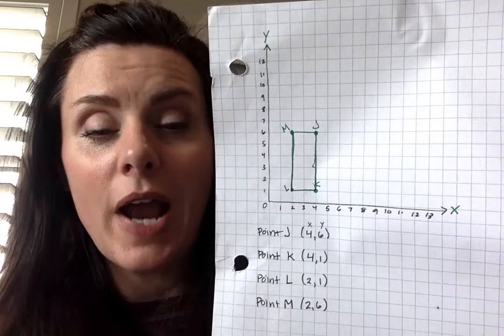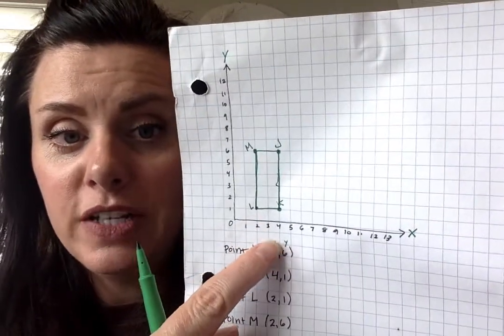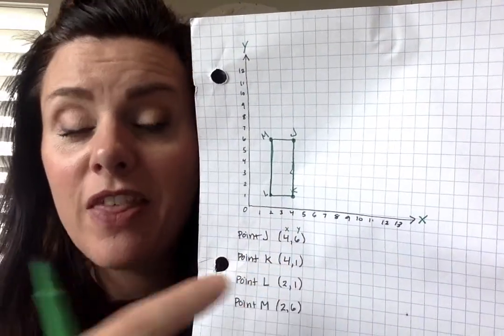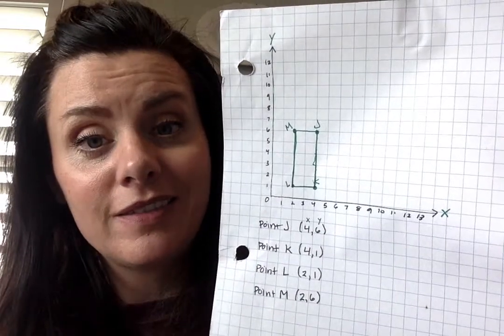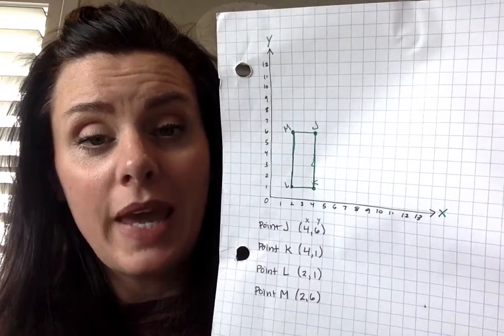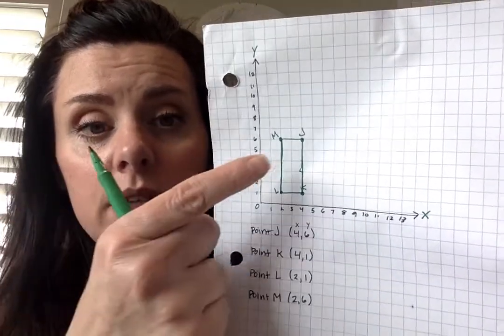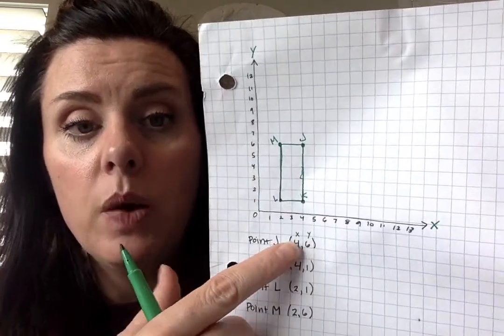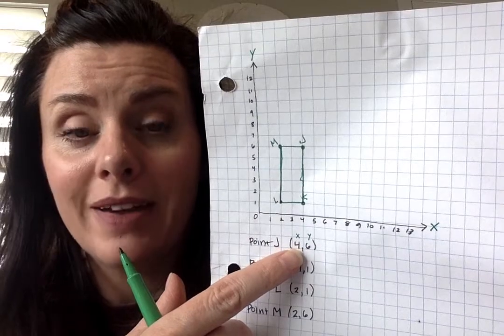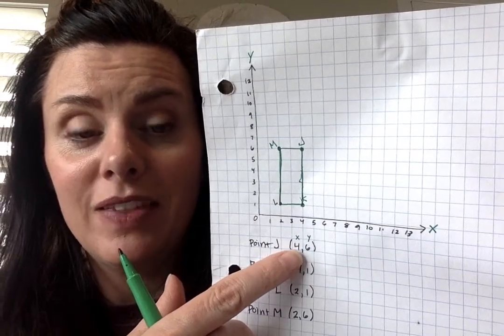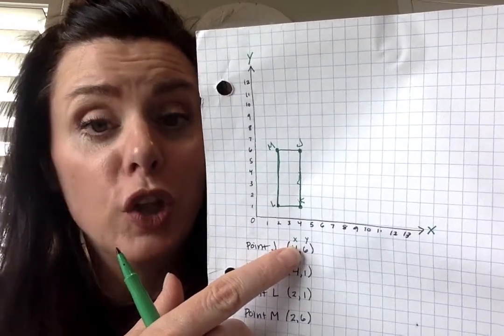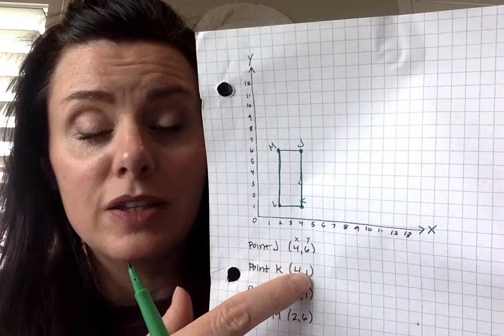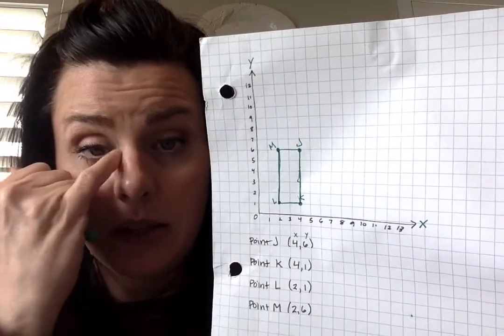If we subtract these two that are different, then that gives us the length. Remember before when we counted, we said it was 5 units. 1, 2, 3, 4, 5. But we could also subtract to find the length. We're going to start with the larger number and subtract the smaller number, and that will tell us the length.